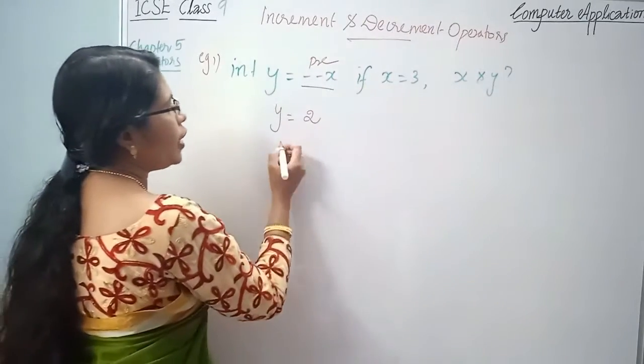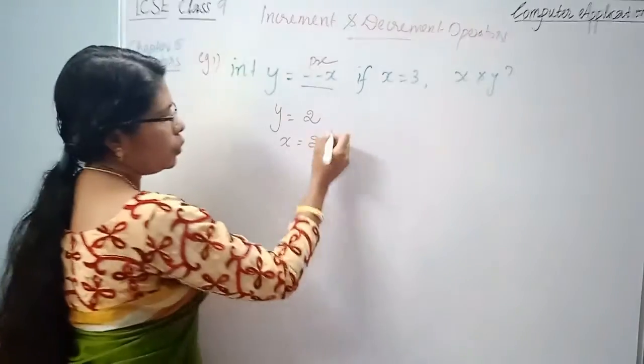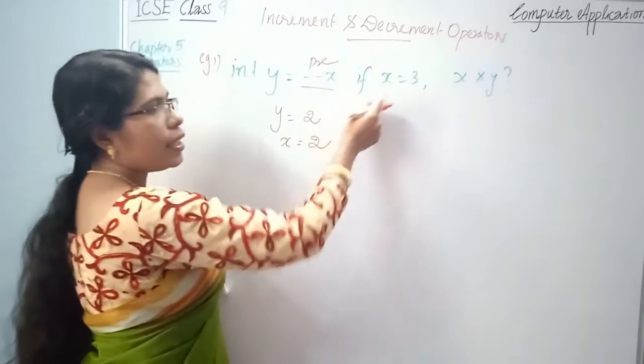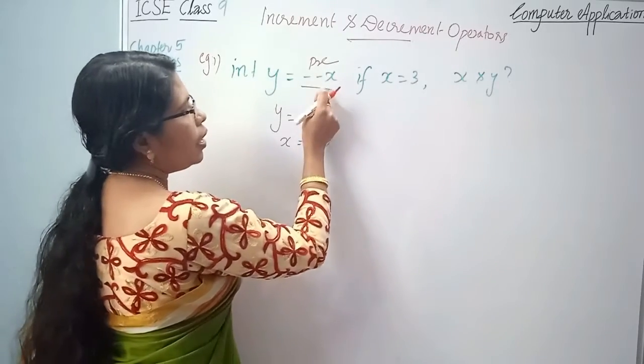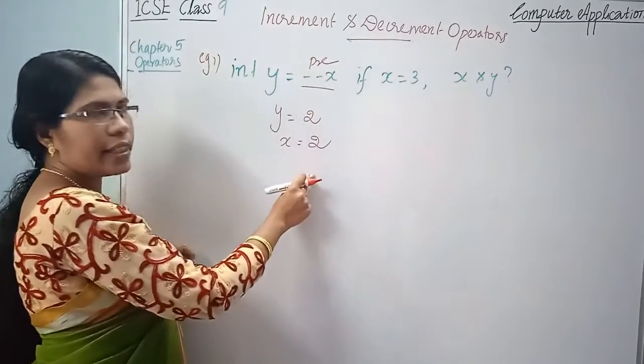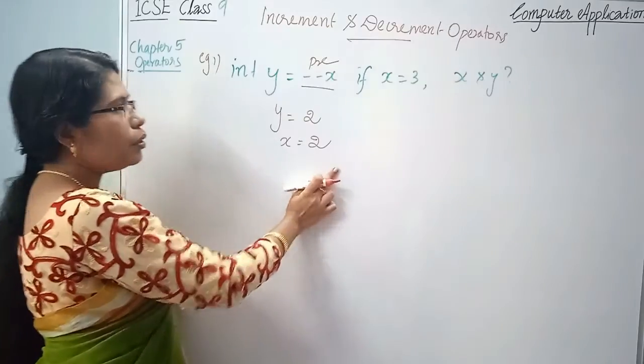So what is the value of x? X is also 2. Here we use the value, then decrease it, and by decreasing we get 2 as the answer. So we write x equal to 2.